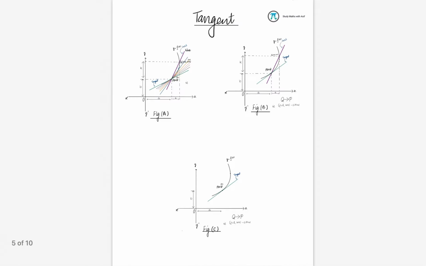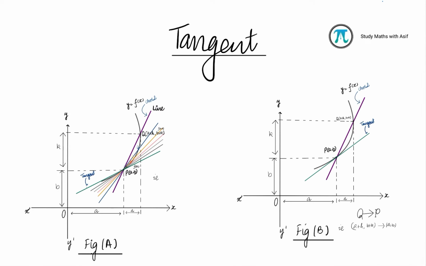So let's see. I have drawn here several diagrams or figures to make you better understand how we get the tangent from the straight line. So assume the line which you see in violet color is the straight line which cuts the curve at 2 points P and Q. P has the coordinates (a, b) and Q has the coordinates (a+h, b+k). So this is a straight line which cuts the curve at 2 points.